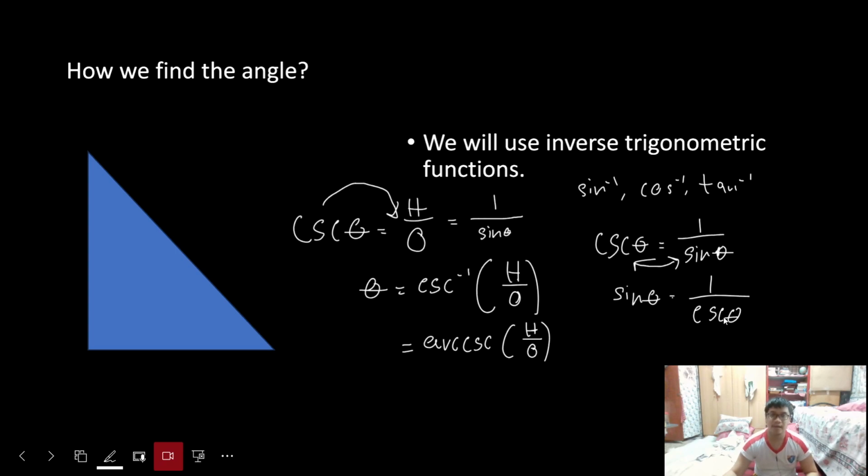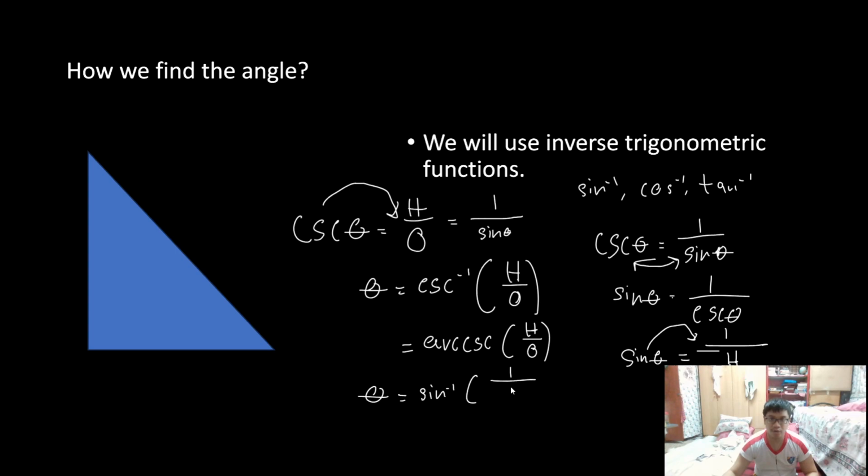Remember that cosecant theta is what? H all over O, right? So this is 1 all over H all over O. Then, since we're looking for the theta, we're going to put sine to the right side. Hence, we will have theta is equal to arc sine of 1 all over H all over O.